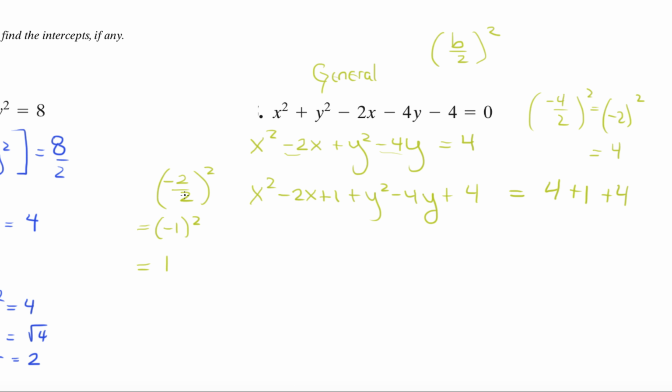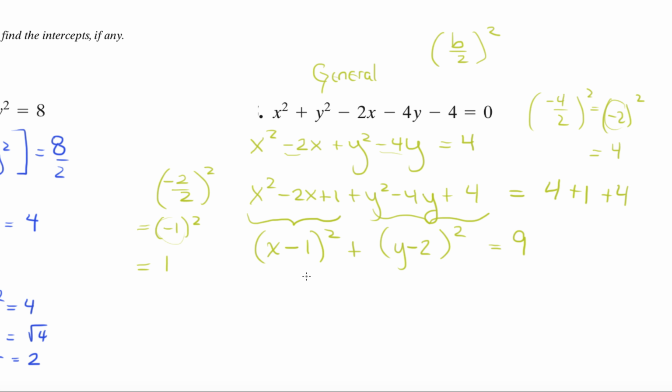Now, once you found that number, this factors perfectly into the number you got before squaring b over 2. So in this case it is x minus 1 squared plus, and in this case, y minus 2 squared. 4 plus 1 is 5, plus 4 is 9. So now you have it in standard form.